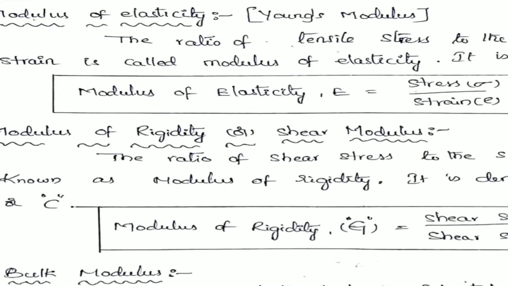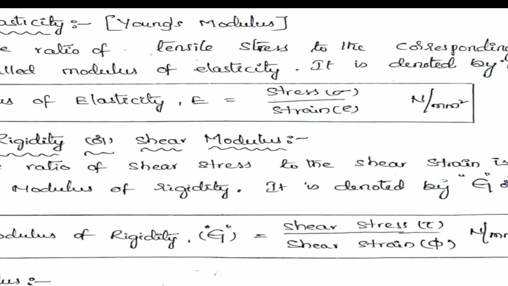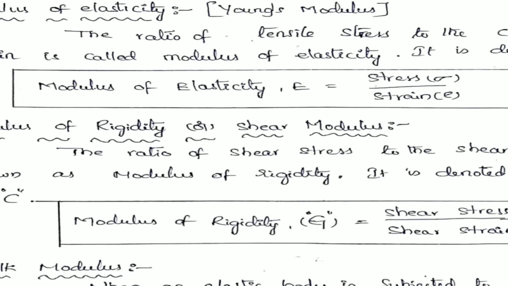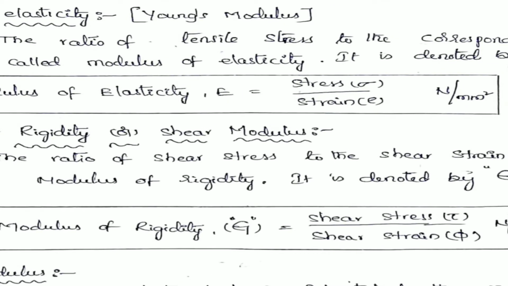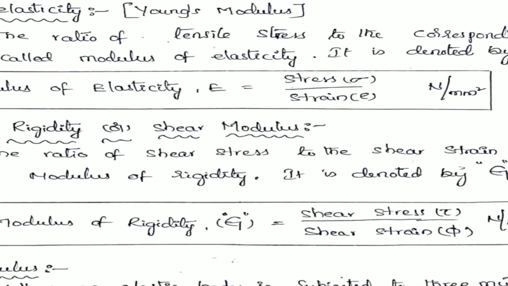modulus of elasticity, simply called Young's modulus. What is Young's modulus? The ratio of tensile stress to the corresponding strain is called modulus of elasticity. The modulus of elasticity is denoted by capital E. Finally, the formula: modulus of elasticity E is equal to stress by strain, that is equal to sigma by e. Units are Newton per mm square or Newton per meter square.